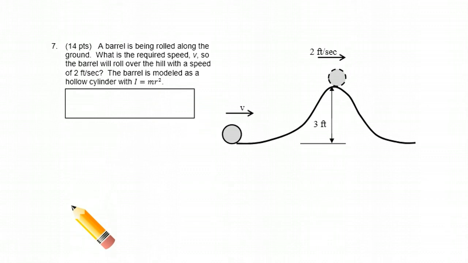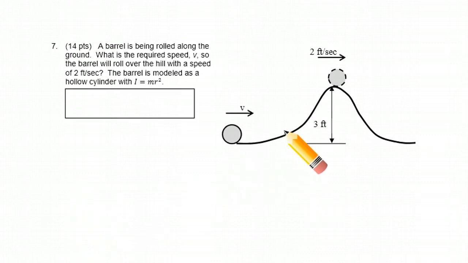mr squared. Alright, so one of the things you may notice is you don't have any information about r. So as is the case in a lot of these types of problems, we will find that the radius does not matter. Likewise with the mass, we don't have a value for the mass. All that matters is the shape, and we're given that as hollow cylinder.